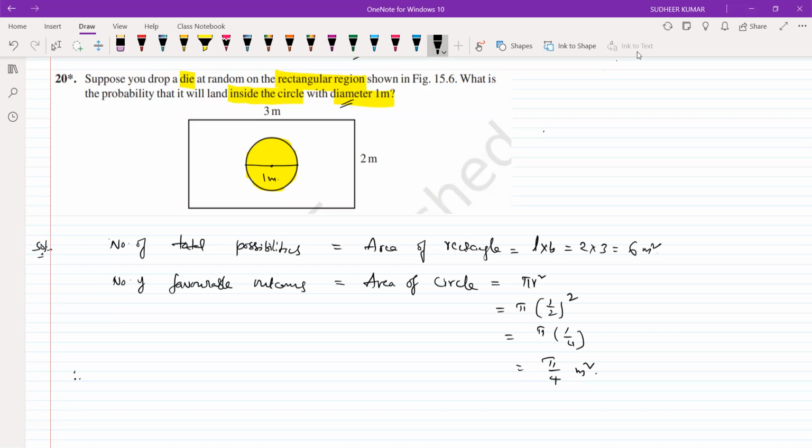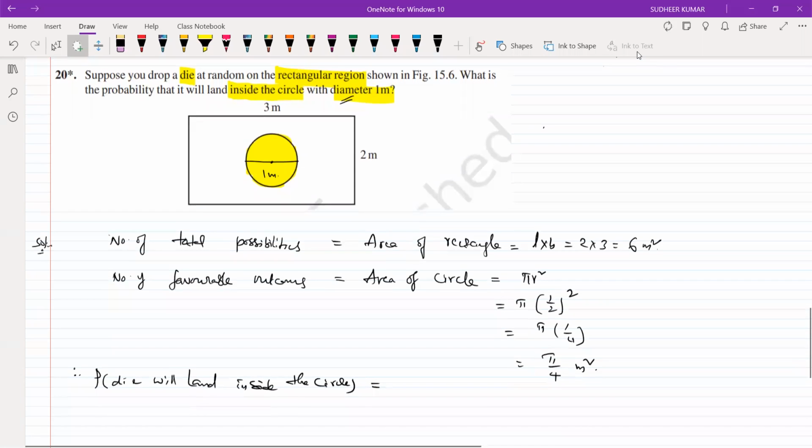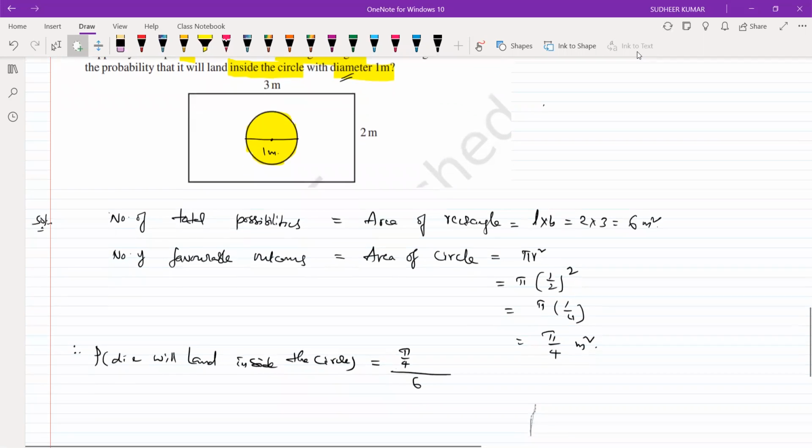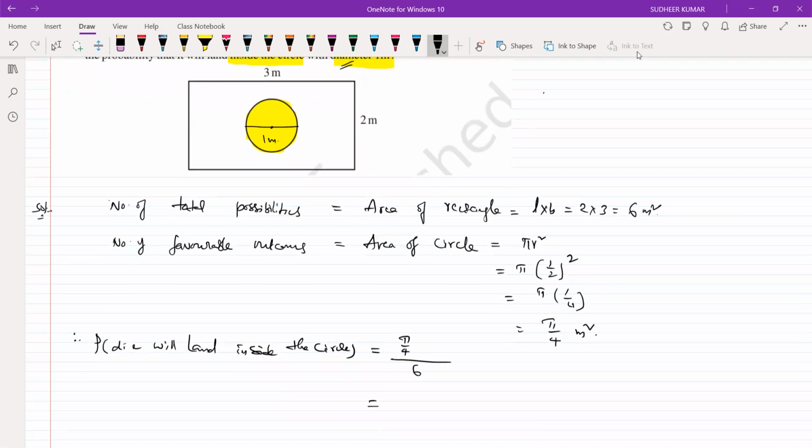Therefore, the probability that the die will land inside the circle is the number of favorable outcomes by the total number of possible outcomes. So this is pi by 4 meter square. Meter square gets cancelled. The next one is 6, the area of the rectangle. So this is pi by 4 by 6 by 24.